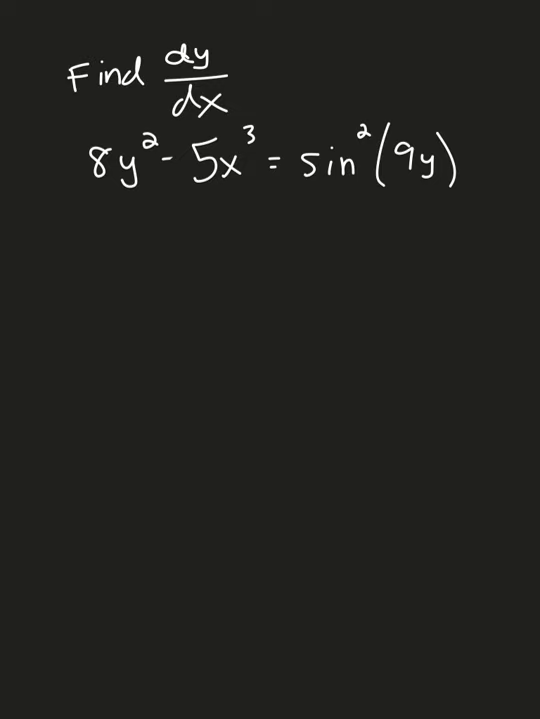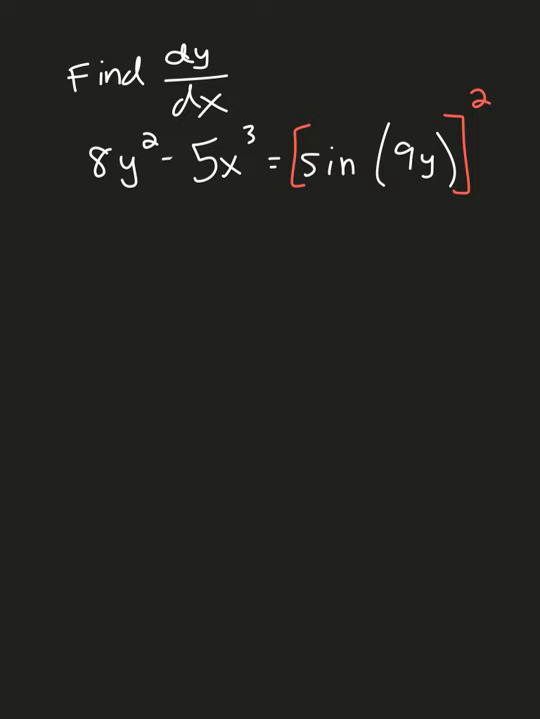Hey guys, today we're going to take a look at an implicit differentiation question that uses chain rule. On the right side of our equation, we notice that the sine is getting squared. So I'm going to rewrite that squared on the outside of the entire trig function with brackets, just so that I can keep track of my layers.